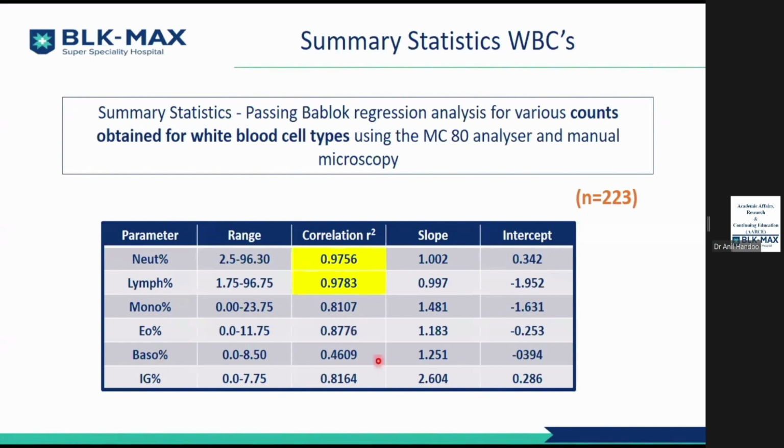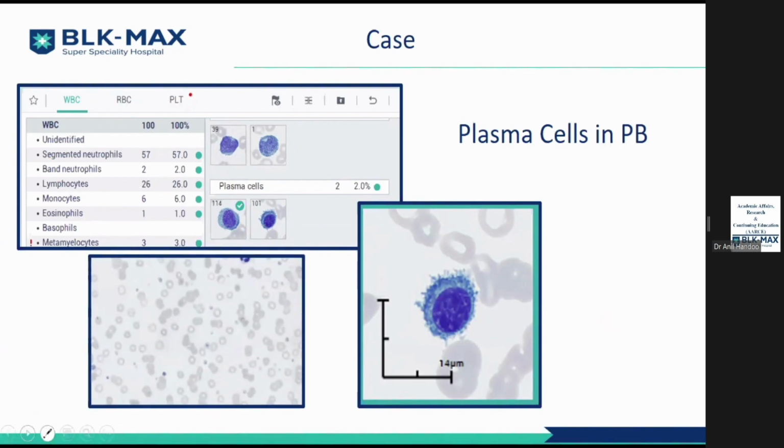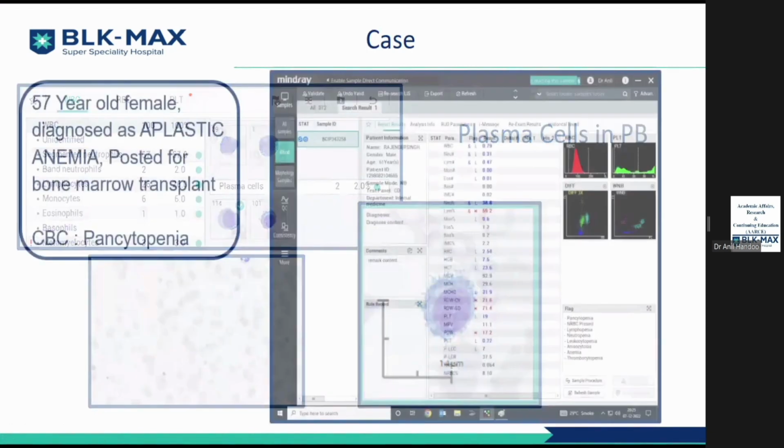But for basophils, the numbers... just another case, we saw this case of a patient, who was ultimately proven to be a case of plasma cell neoplasm. And we found the presence of these plasma cells in the peripheral blood. There was also, this is the same case which I showed you earlier, wherein we had increased rouleaux formation.